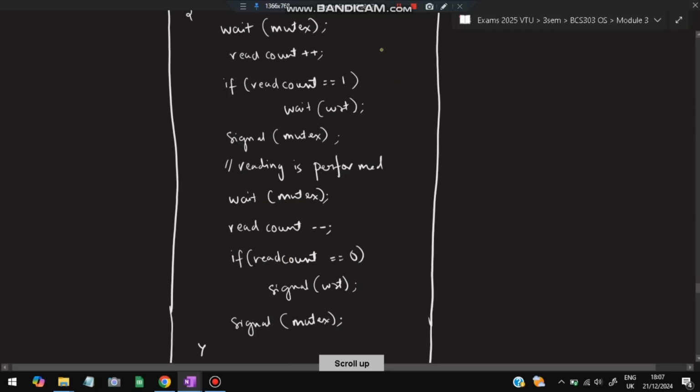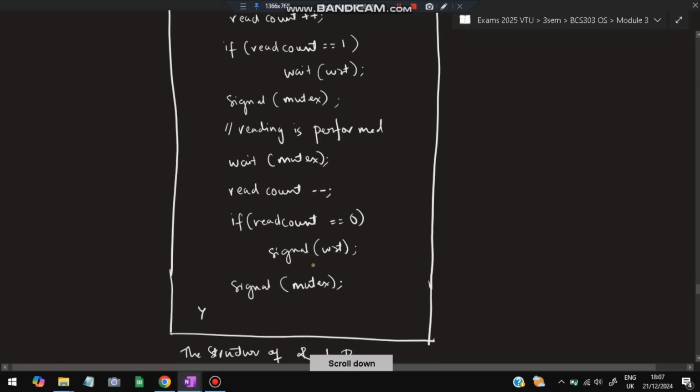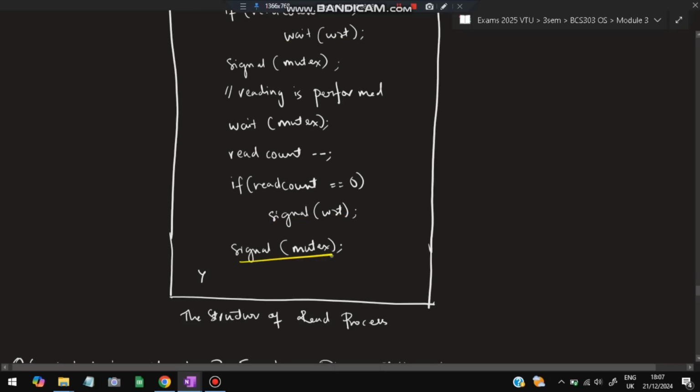So the first part is about the reading. This is the reading part and this is the writing part. Signal wrt will allow writing and wait wrt will not. Finally we do the signal mutex. That means reading can be resumed again. After writing is done, reading can be resumed again.